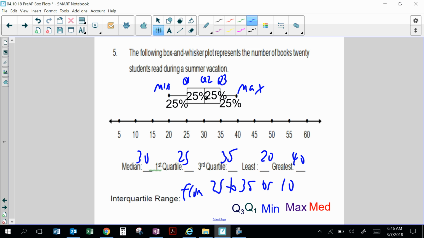So what if my question was, these are the number of books 20 students read during a summer vacation. What percentage of students read 30 or more books? 30 or more, 50% of the students. And this is pretty symmetrical, if I do have to say. The left half looks like the right half.